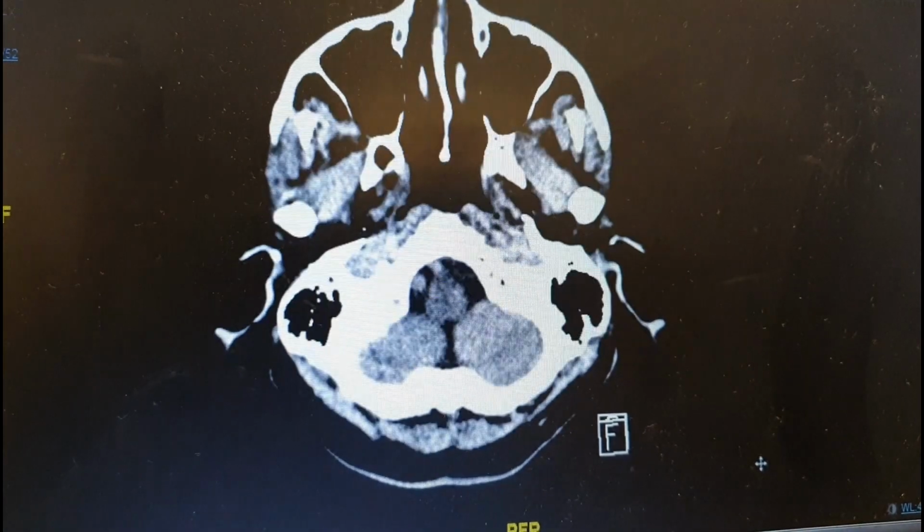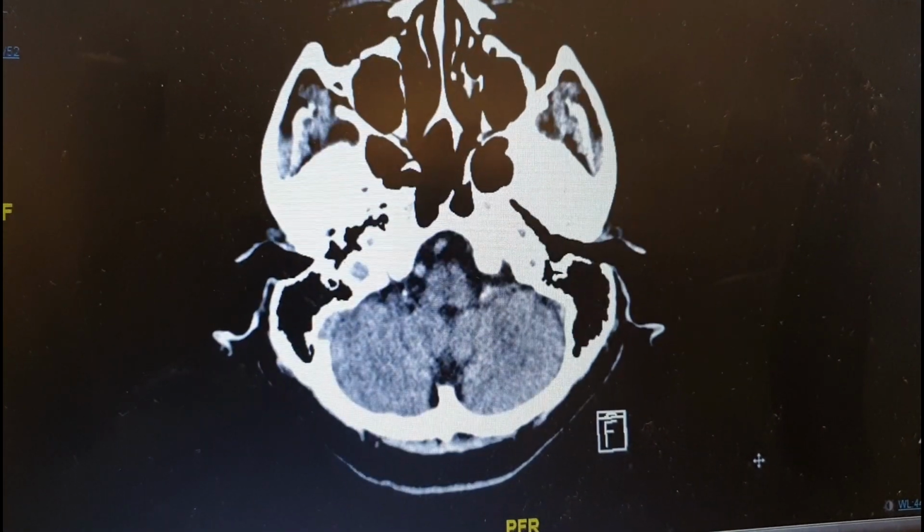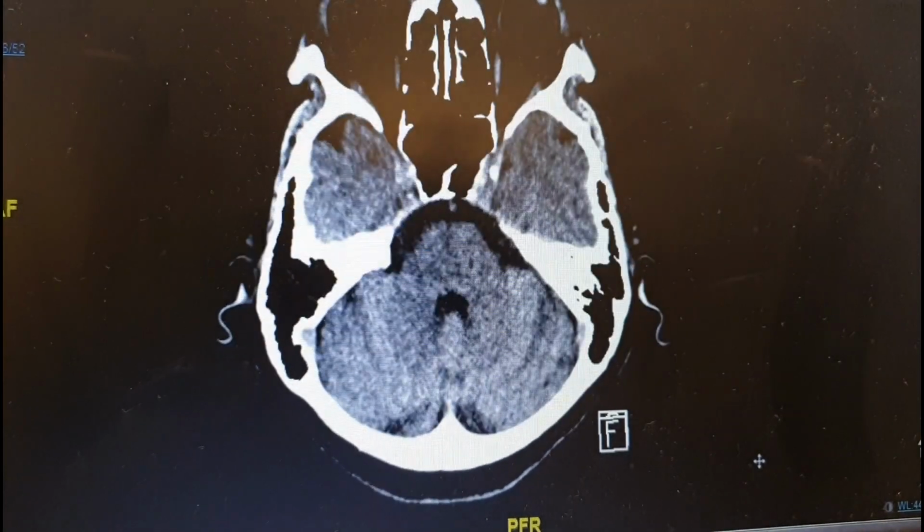This is an example of CT brain images starting from the inferior to superior cuts.